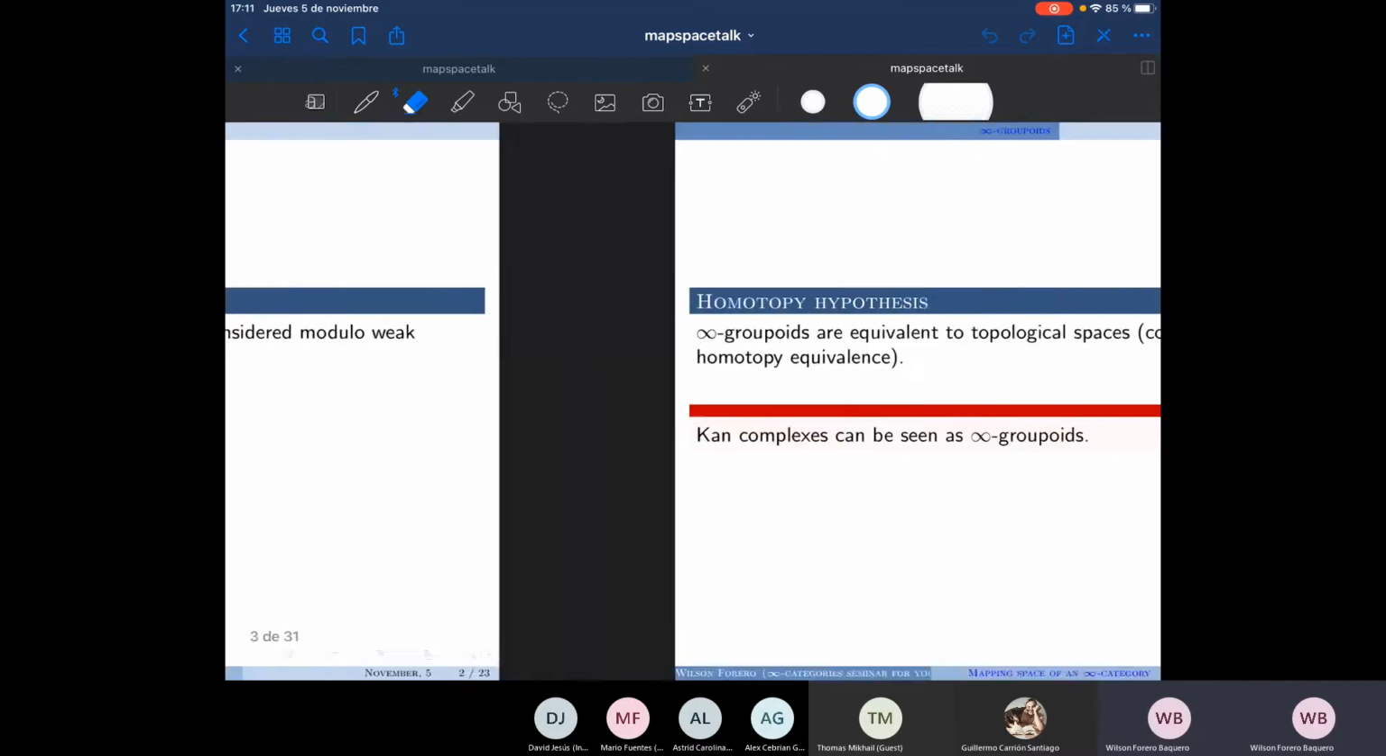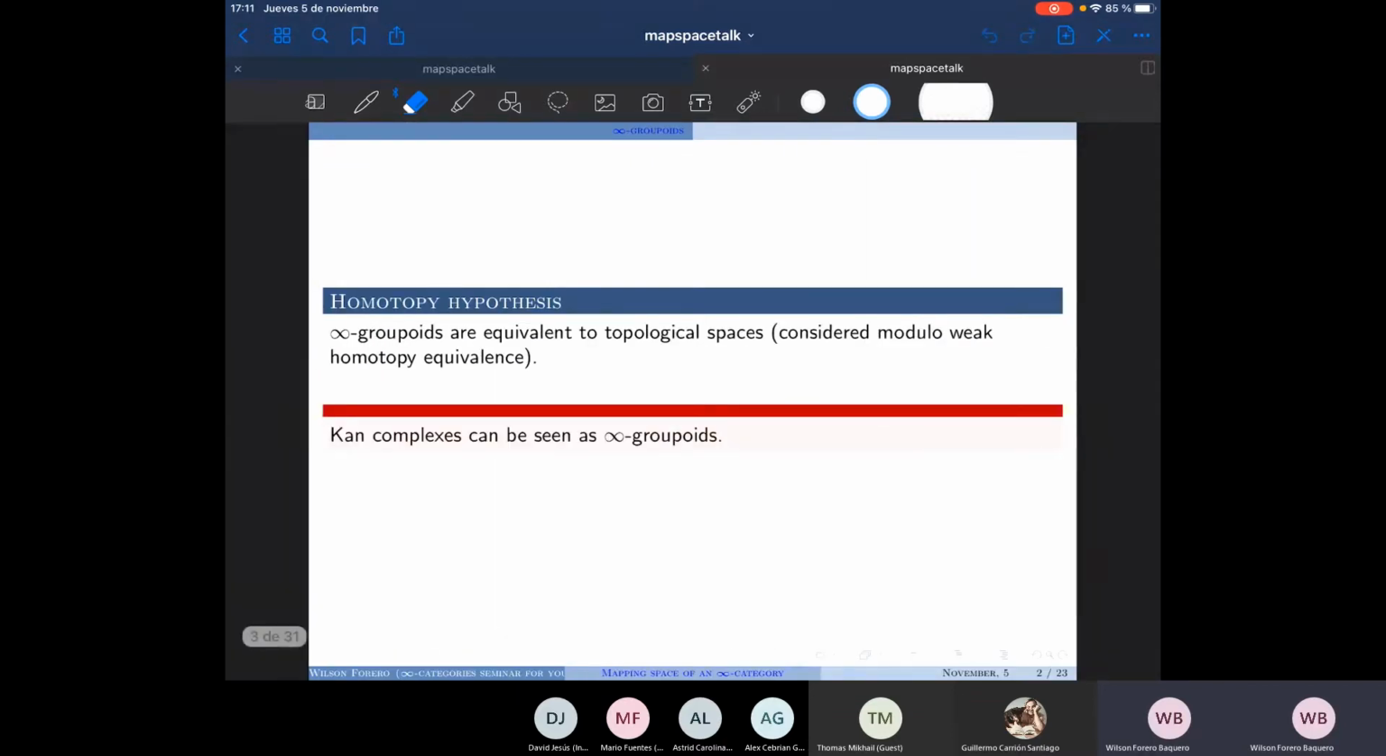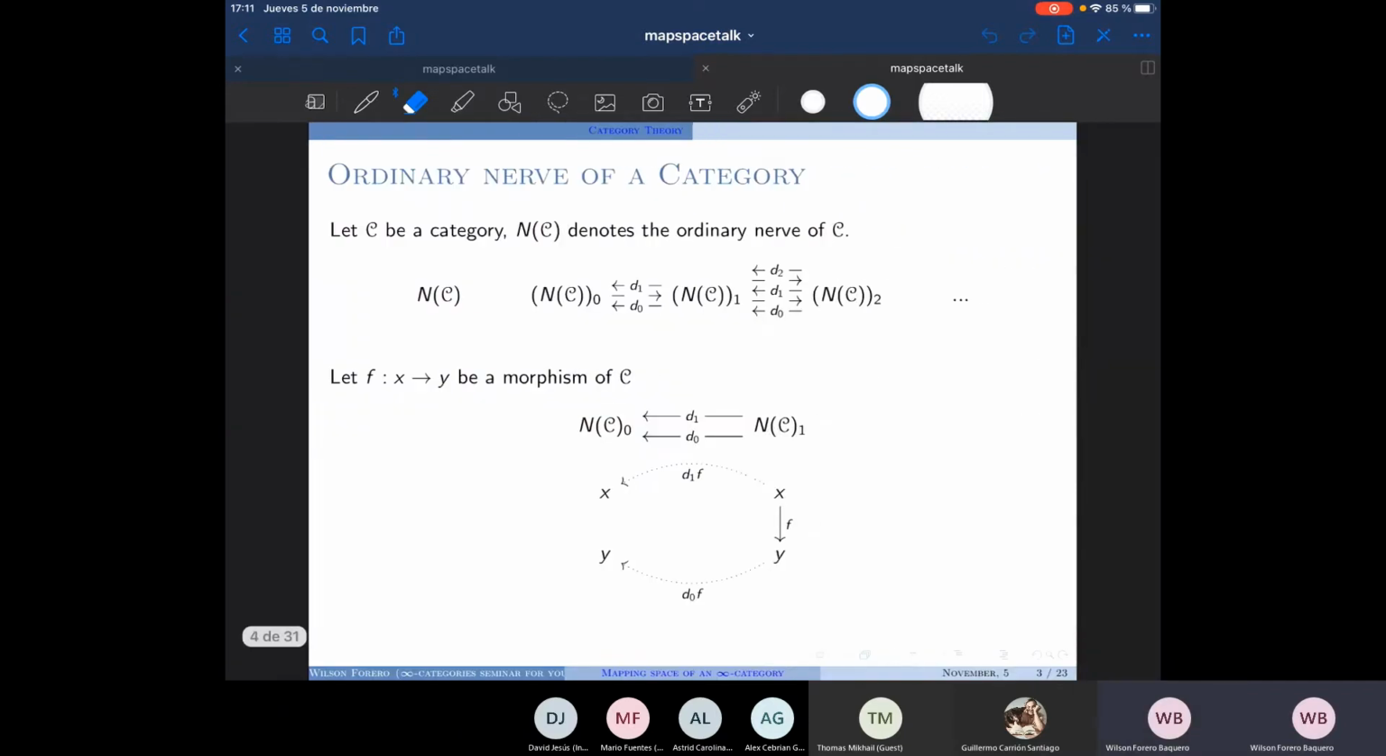So Kan complexes can be seen as infinity groupoids. So when we think of a Kan complex, we also think of a topological space in a weak homotopy way. Okay. So we will start with the classical case.